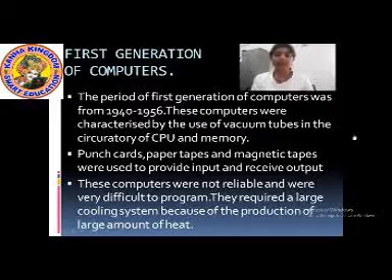So students, now let's start with the first generation of computers. The period of the first generation of computers was from 1940 to 1956. These computers started from 1940 and lasted up to 1956. This was the time period of the first generation of computers.